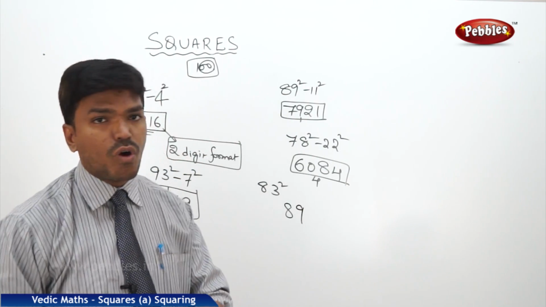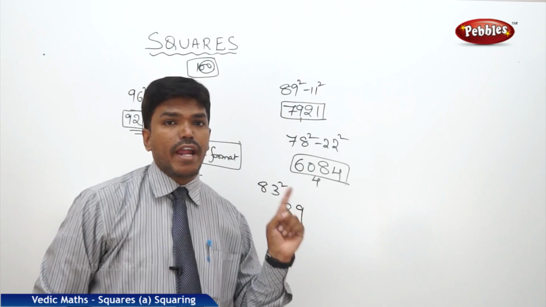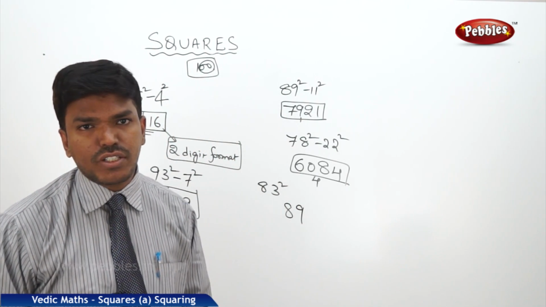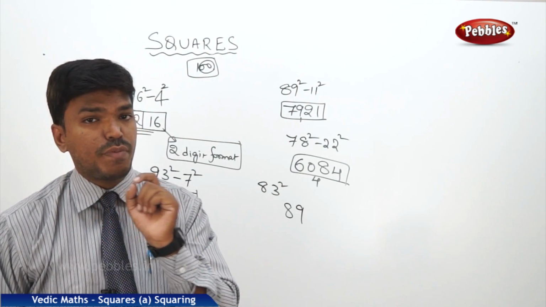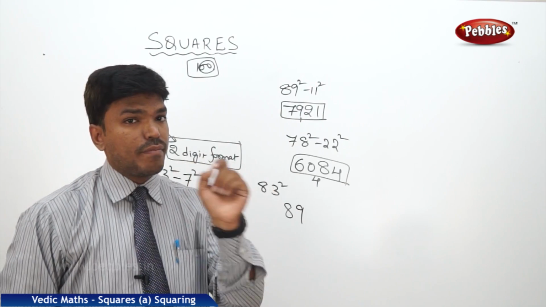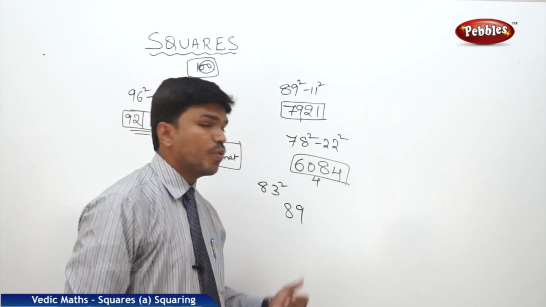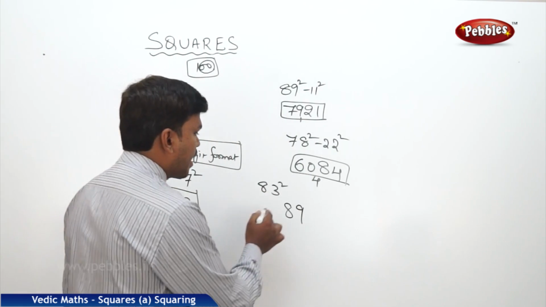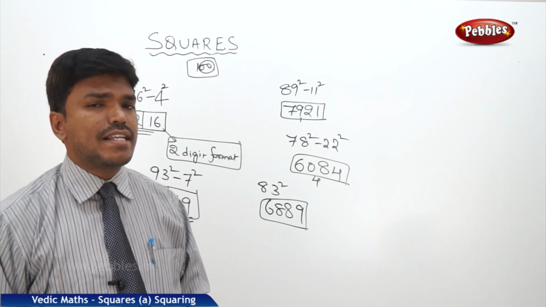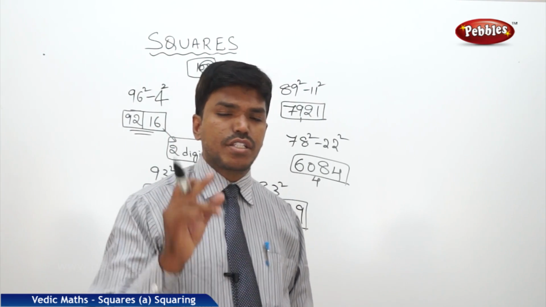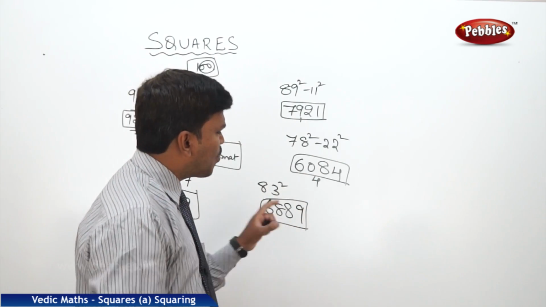Now what do I need to subtract? I need to subtract 17 from 83. So 83 minus 17, how much? It is 66. You should be able to calculate this in the mind. And what is the carry we got here? 2. 66 plus 2? 68. So the answer is 6889. That's why I said, if you know squares until 30, it is very easy to calculate squares until 130 in the mind.